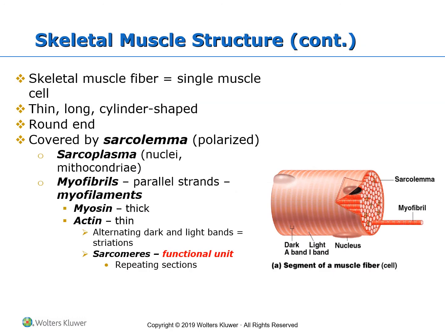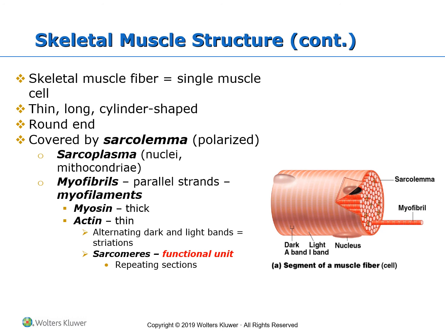So when we are looking at the skeletal muscle fiber as a single muscle cell, you see that the cell is covered by the cell membrane, which in the muscular system is called a sarcolemma. And inside we have the sarcoplasm. Those cells are thin, long, cylinder-shaped, and tapered at the end. They are covered by sarcolemma, as I said, and inside they have a tight structure of myofibrils. And those are parallel strands made out of what are called myofilaments.